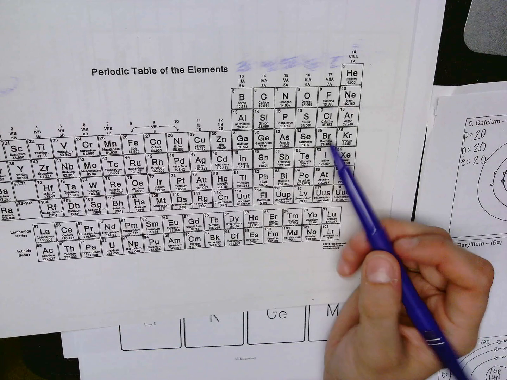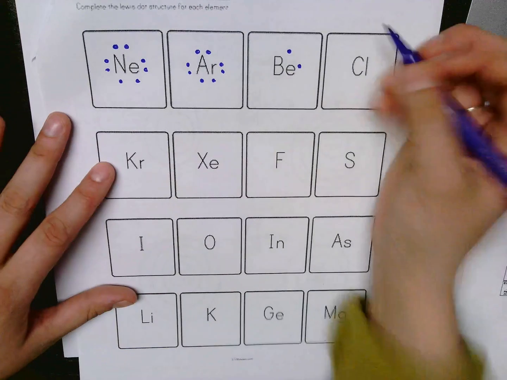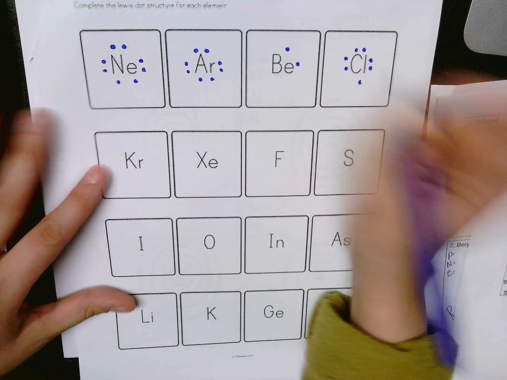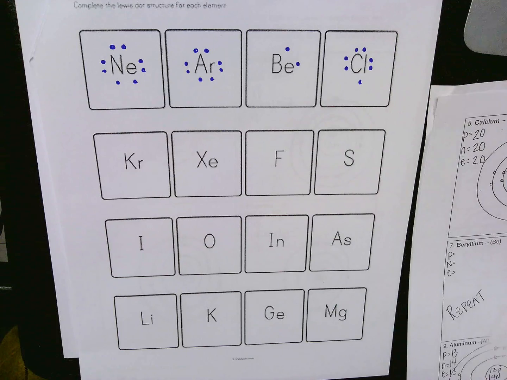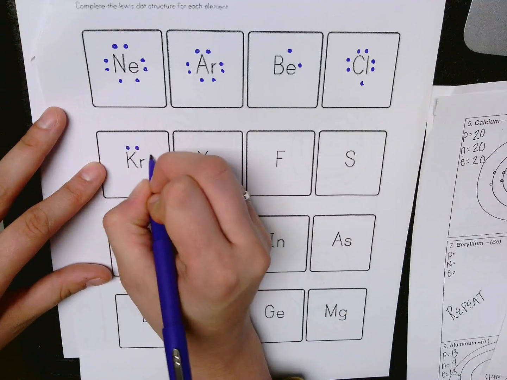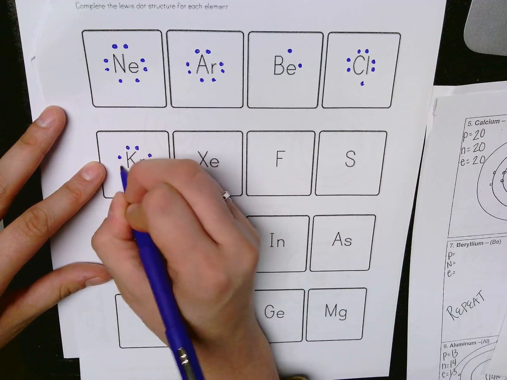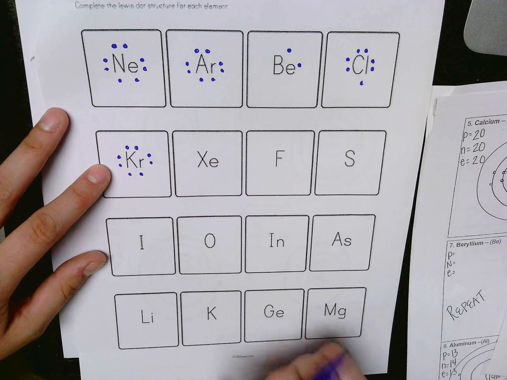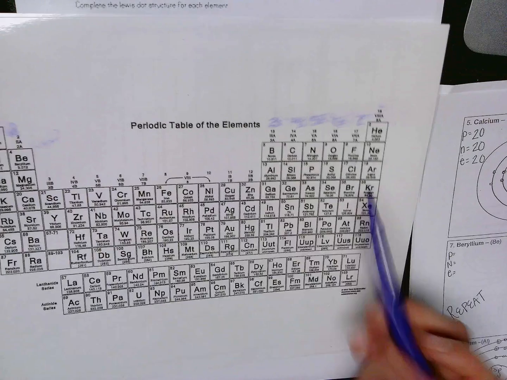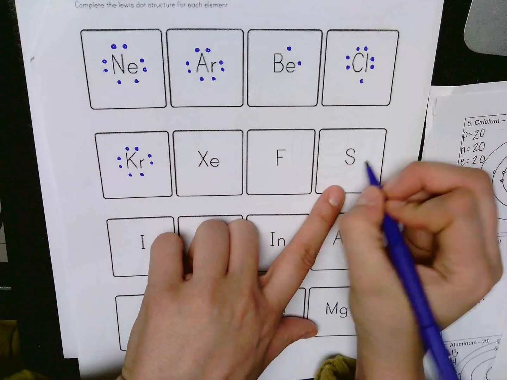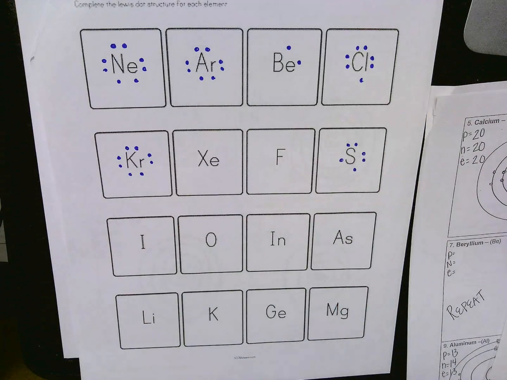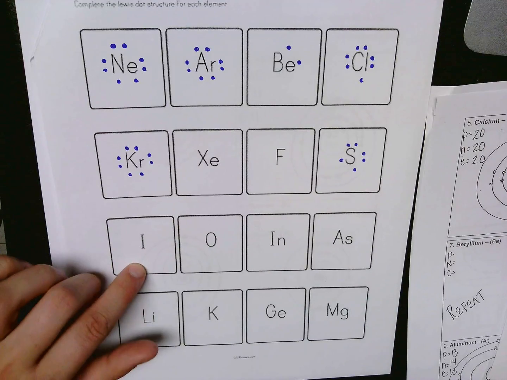What about chlorine? Chlorine is right here. 7. So I'm going to go 1, 2, 3, 4, 5, 6, 7. All right. What about krypton? 8. 1, 2, 3, 4, 5, 6, 7, 8. I'm going to let you do xenon on your own. I'm going to let you do fluorine on your own. What about sulfur? Sulfur's right here. 6. So 1, 2, 3, 4, 5, 6. I'll let you do iodine on your own. And oxygen.